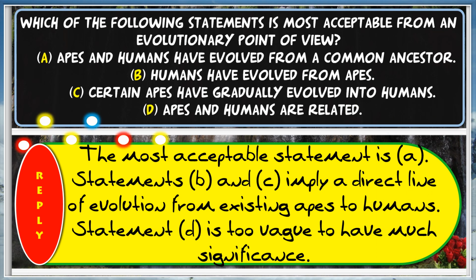The most acceptable statement is A. Statements B and C imply a direct line of evolution from existing apes to humans. Statement D is too vague to have much significance.